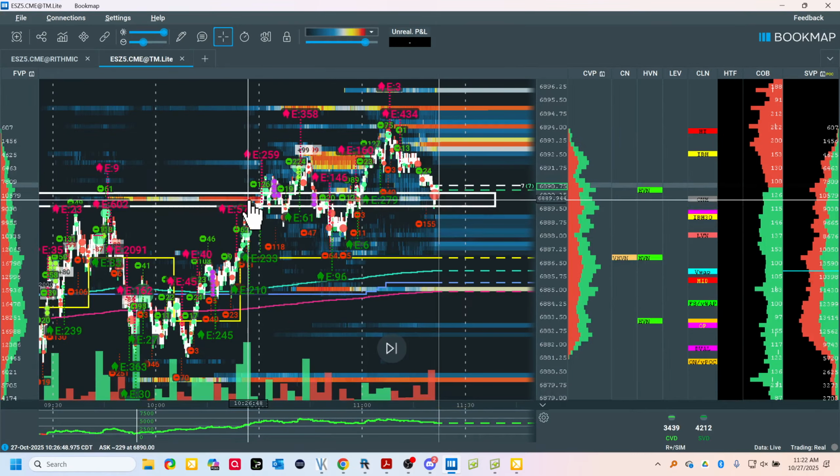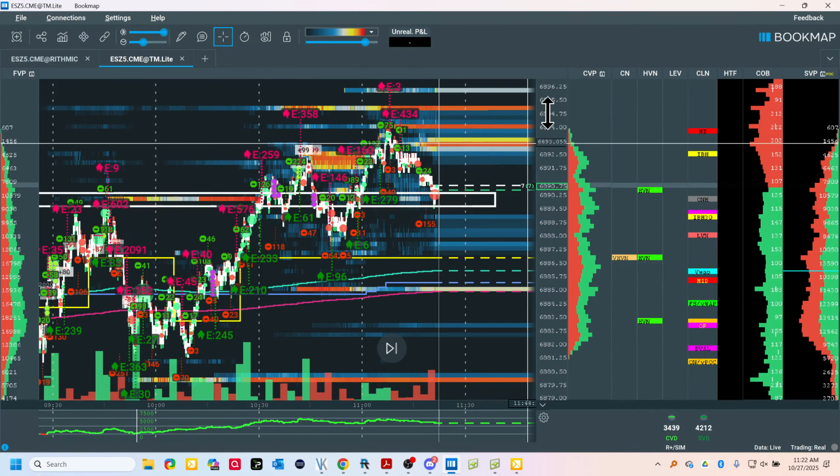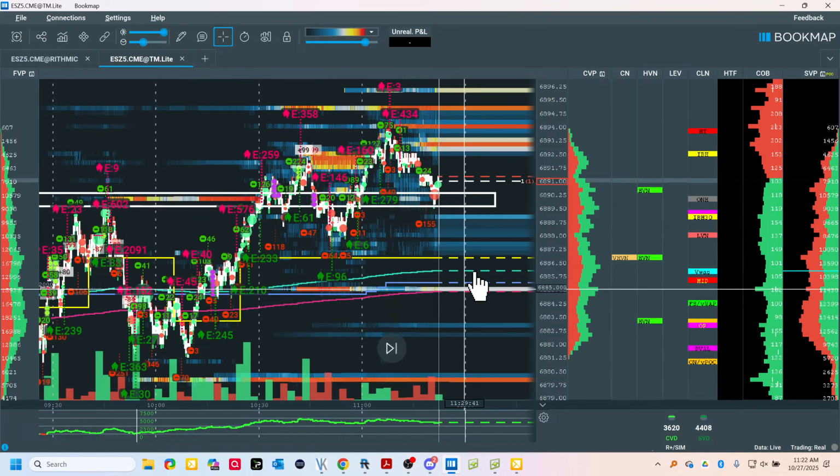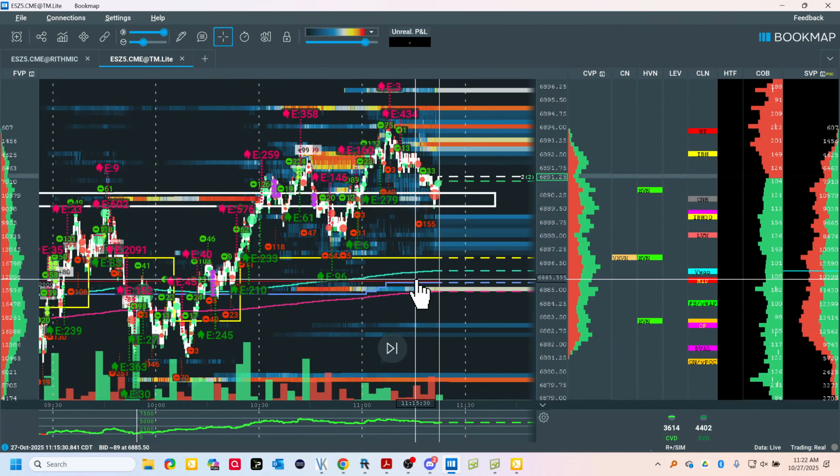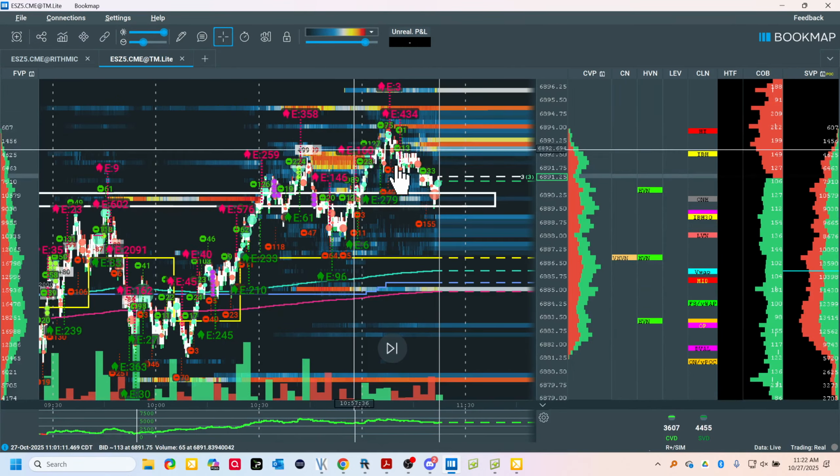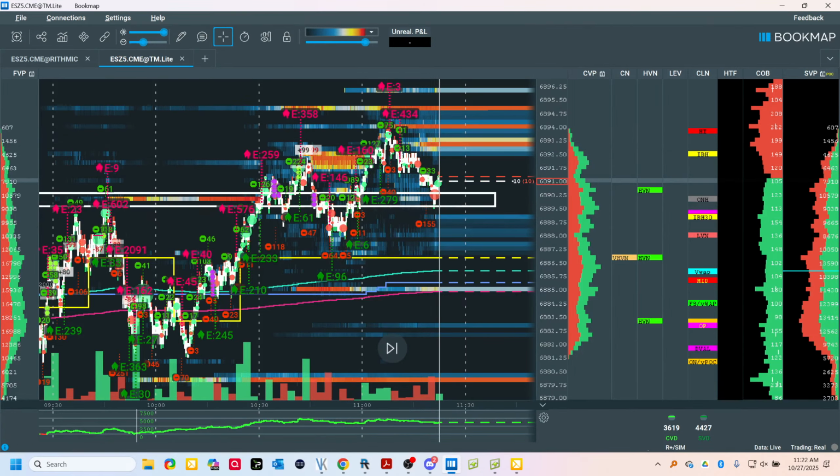Our support is going to be around out here, and we can still come back here. Rotational trading. The market's in balance. This is critical if we can take this out or not.